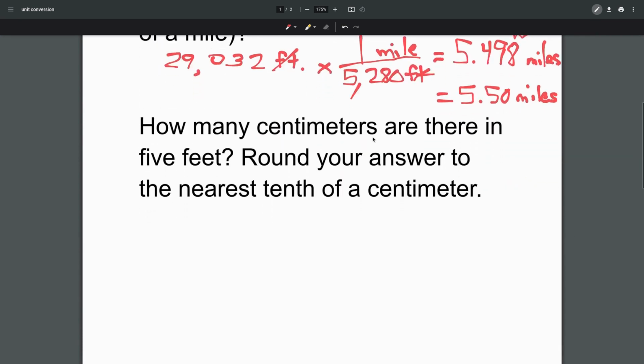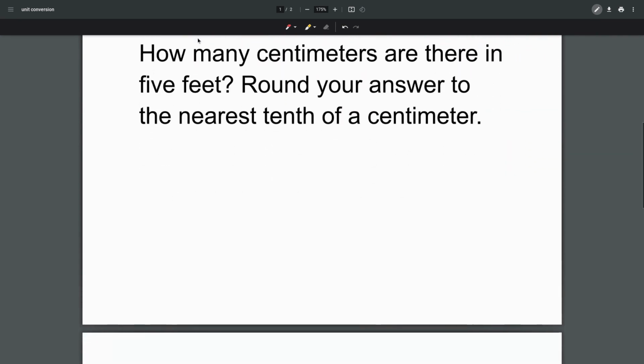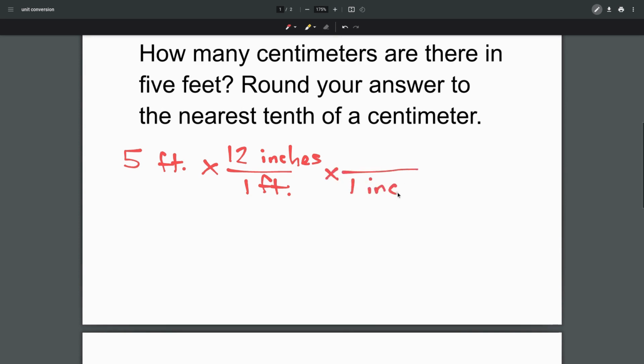Okay, let's look at the next one. How many centimeters are there in 5 feet? So we have 5 feet. And we're going to multiply, well, in 1 foot, there is 12 inches. And in 1 inch, there are 2.54 centimeters.